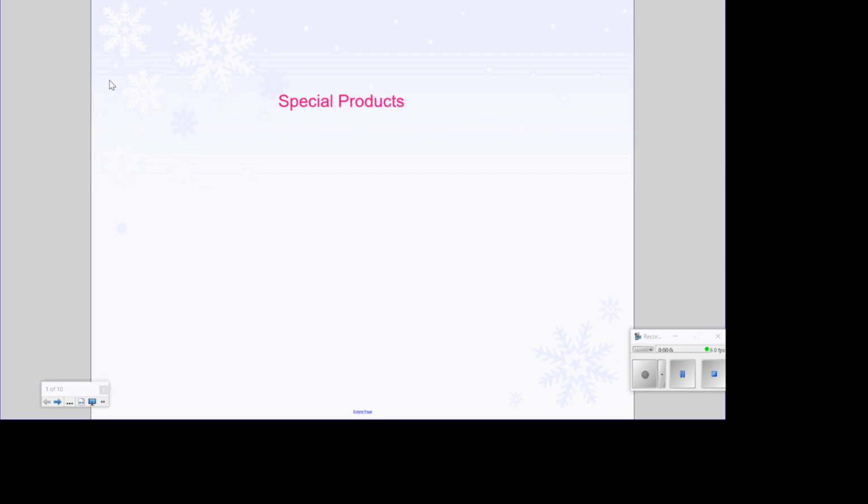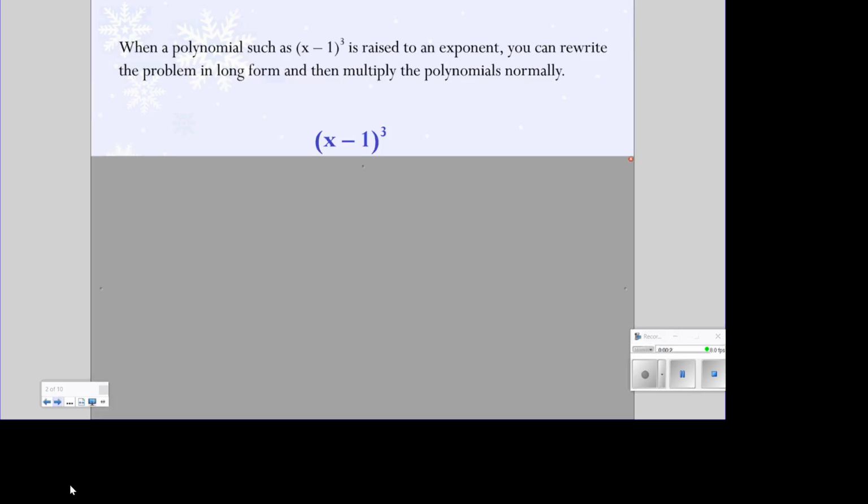In this lesson, we're going to look at special products. When multiplying polynomials, you'll find that certain types of polynomials, when we multiply them together, will have a pattern in the product that they produce. So we're going to look at those special scenarios today.